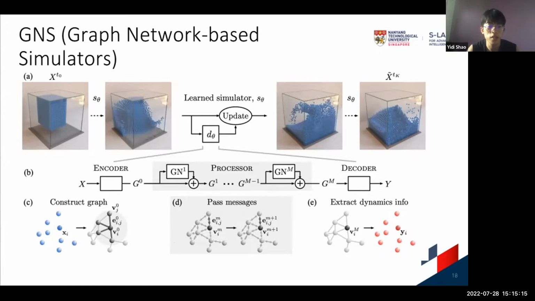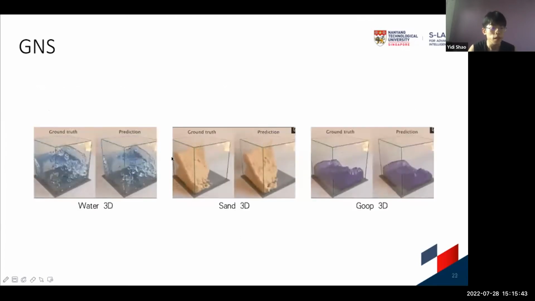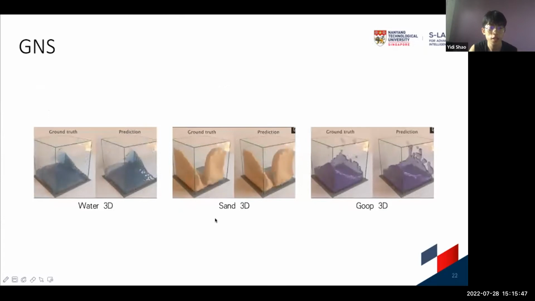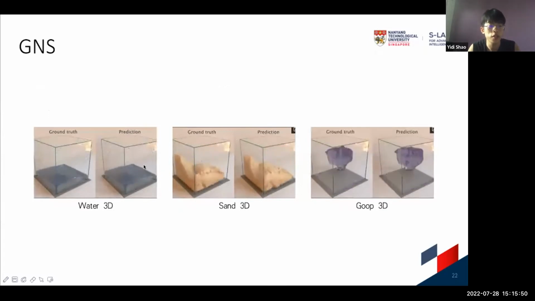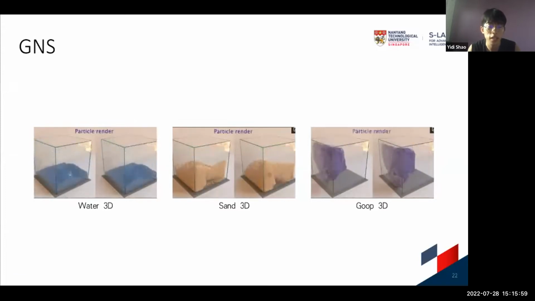One of the main differences is the graph block. The basic block for GNS is the interaction network, which is also mentioned by DPINet. As we can see here, they use the particle pairs to extract messages and store them in the edge embeddings, then aggregate all the neighbor edges according to the neighborhood and infer the new particle states in the next time step. So here are some examples from GNS. Besides fluid, GNS can also simulate other complex materials such as sand and goop. And the rendered images here are achieved by existing tools.